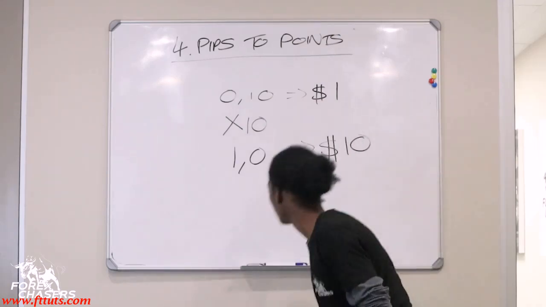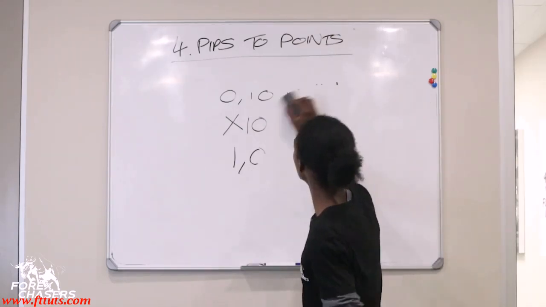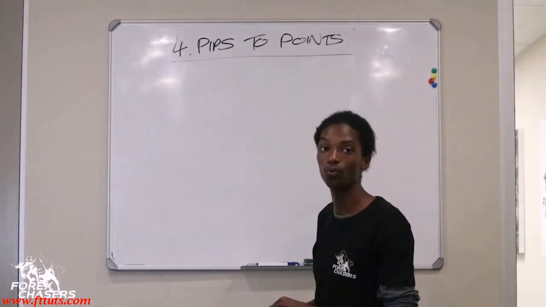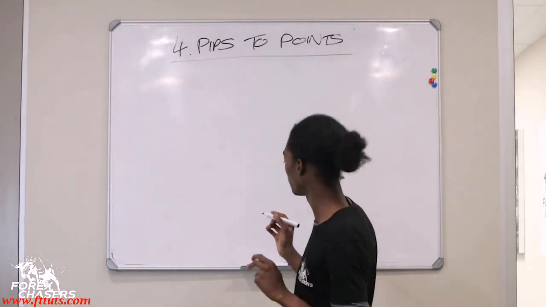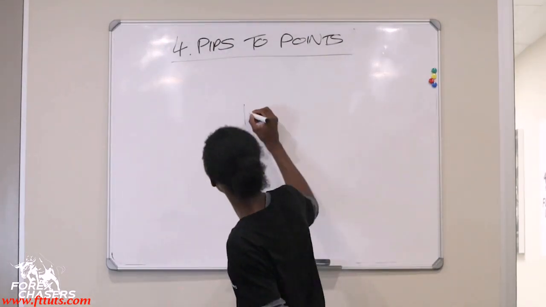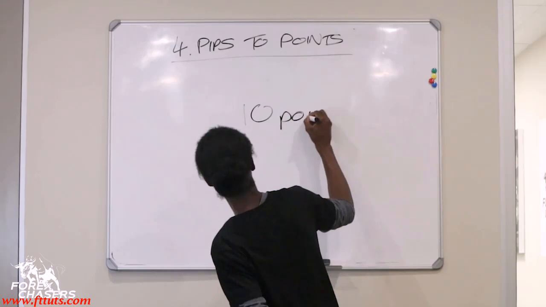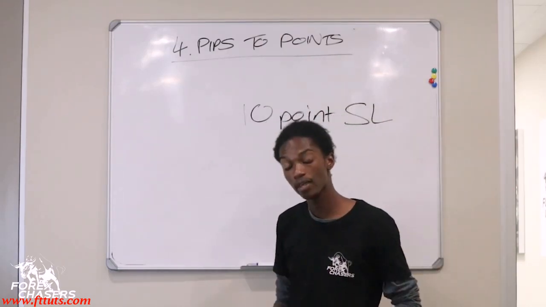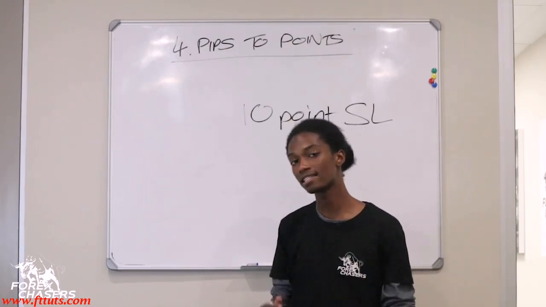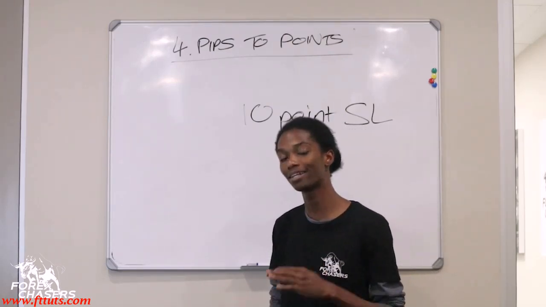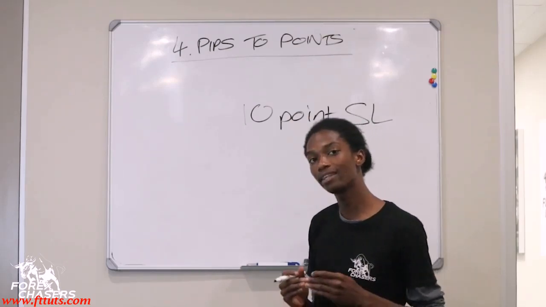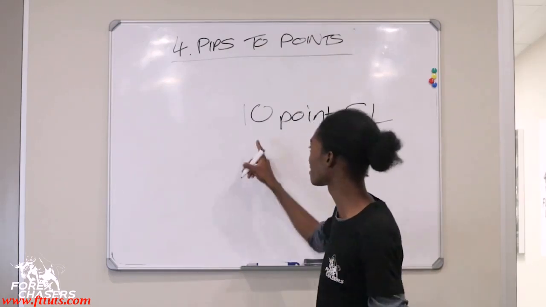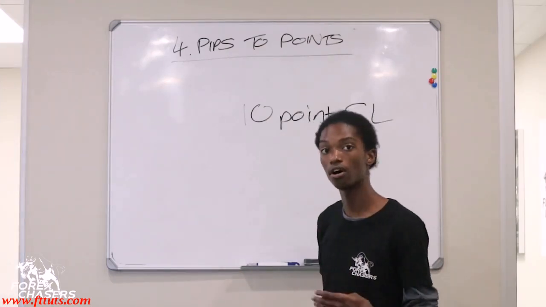Let me just erase this and make it a lot more clear for you guys. So for example, guys, let's give a hypothetical example. We have a 10-point stop loss on our position. We want to open this position on NASDAQ and we want to buy using 0.01. How would we calculate what our value in money would be for this 10-point stop loss on NASDAQ?